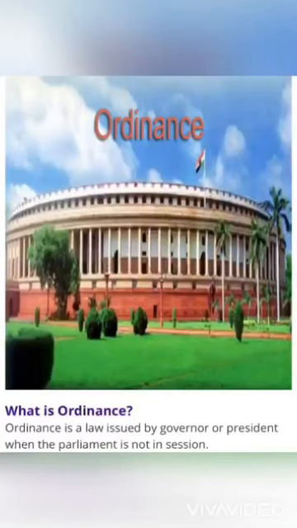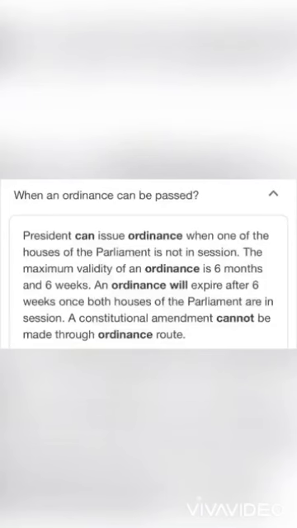Ordinance. What is an ordinance? A temporary law promulgated by the President when the Parliament is not in session and there is an emergency of making a law. So we must remember under what circumstances ordinances can be promulgated. Number 1 is when the Parliament is not in session, and number 2 when there is an emergency of making a law.